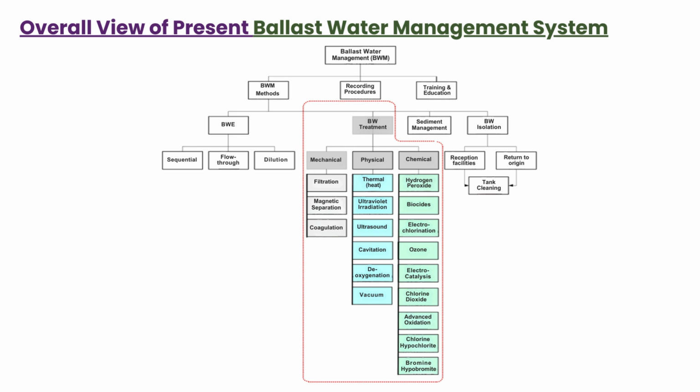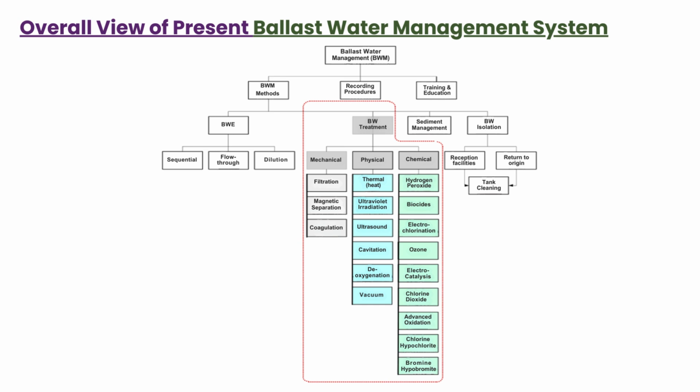The ballast water management system is broadly divided into two methods. Number one is the ballast water exchange, which is D1, and we have discussed a lot about it. Sequential flow through and dilution, you can refer to the old one, and they have already become obsolete, so we will not go much into the detail of it.